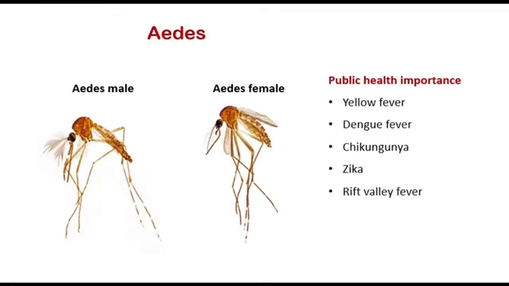The Aedes mosquito can be identified with the uniform wings, and the legs have alternate light and dark bands, so it is called the tiger mosquito. The head of Aedes is similar to the Culex mosquito. Aedes mosquito is a vector of yellow fever, dengue fever, chikungunya, Zika, and Rift Valley fever.